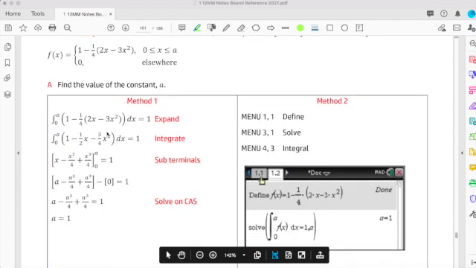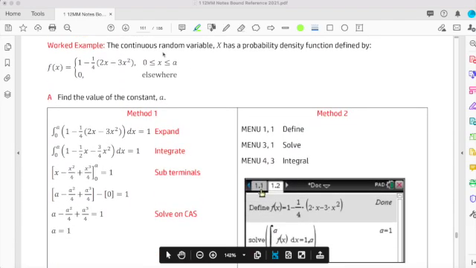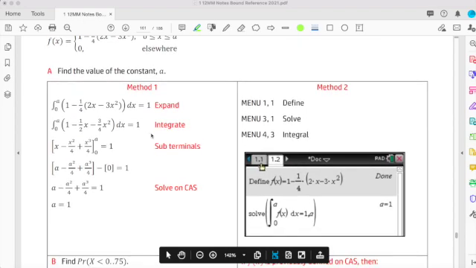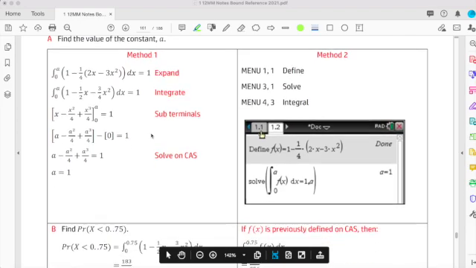Here's another example. This time, instead of having an A multiplying in the function, we've got to figure out what n terminal is going to make this come out to be an area of 1. But it's the same sort of problem again, where we can solve this on the calculator. We just need to enter that into our CAS calculator and solve comma A, and it will do it for us. But as you can see there, you can also do this manually.